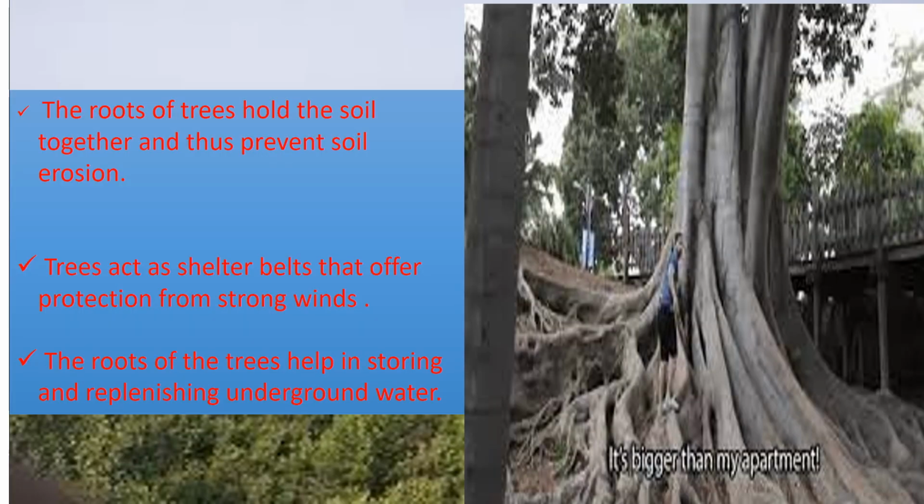Okay students, let me see about the uses of roots. The roots of trees hold the soil together and thus prevent soil erosion. Trees act as shelter belts that offer protection from strong winds. The roots of the trees help in storing and replenishing underground water. These are the uses of tree roots.